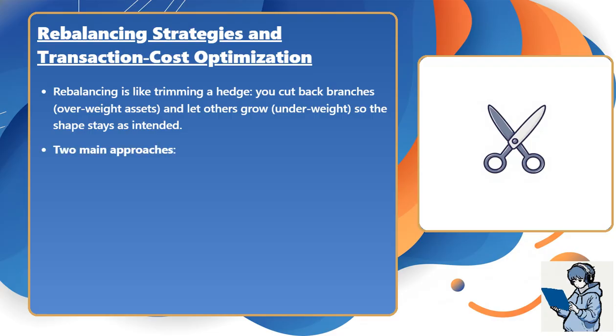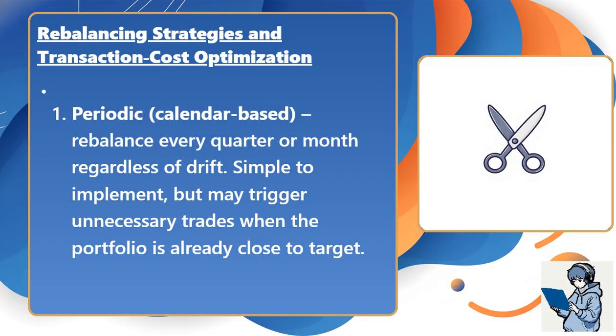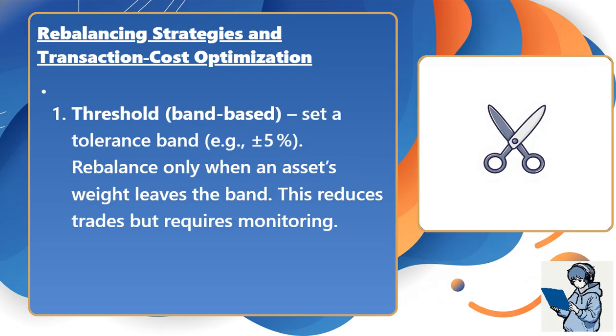2 main approaches. Periodic, calendar-based: rebalance every quarter or month regardless of drift. Simple to implement, but may trigger unnecessary trades when the portfolio is already close to target. Threshold, band-based: set a tolerance band, for example plus or minus 5%. Rebalance only when an asset's weight leaves the band. This reduces trades but requires monitoring.